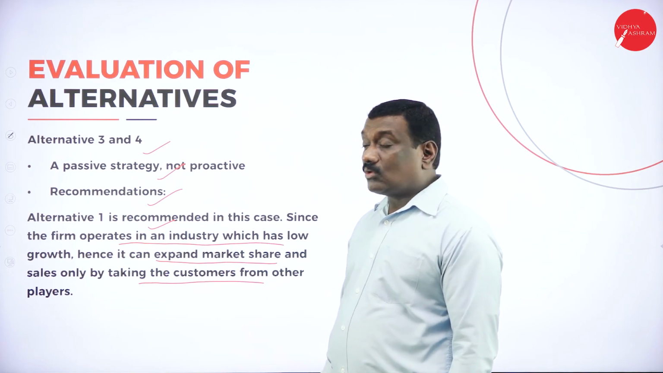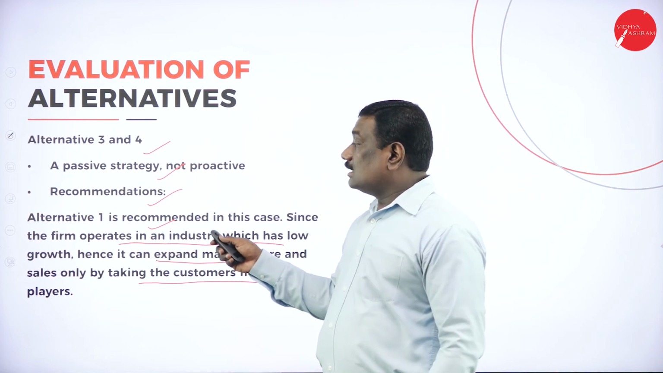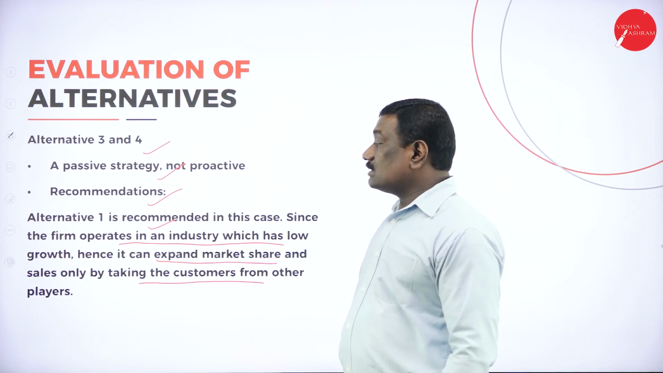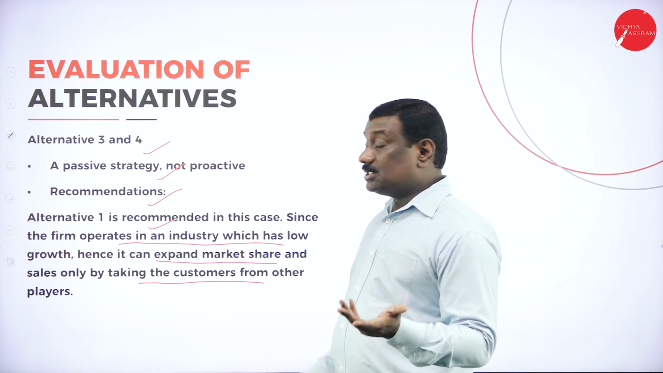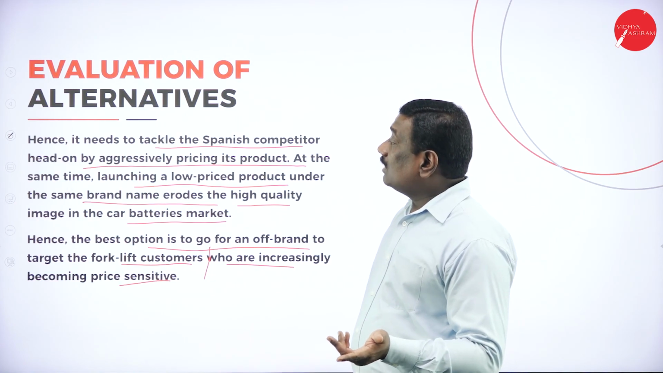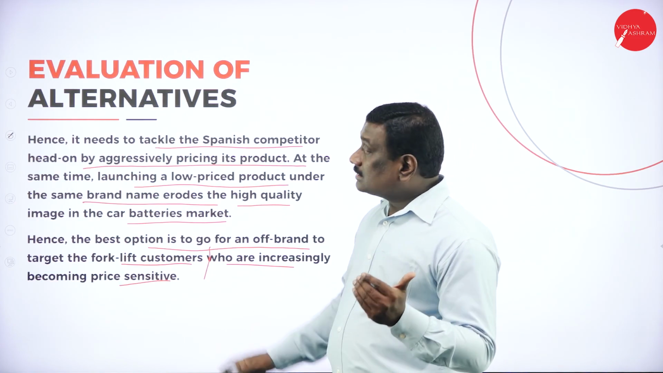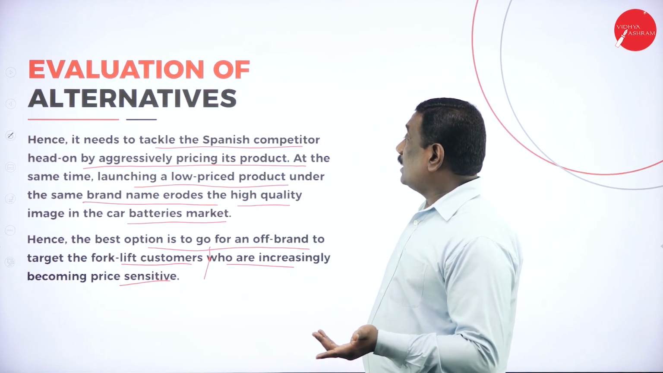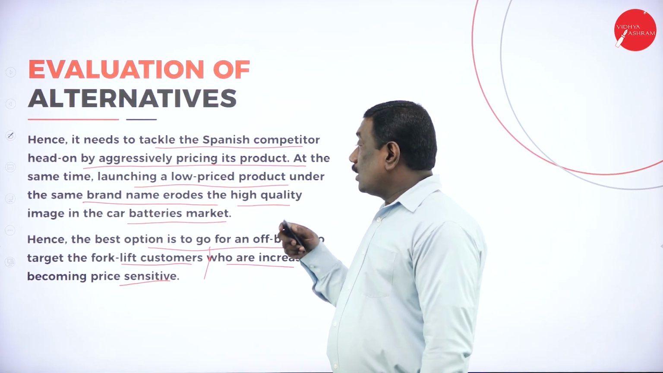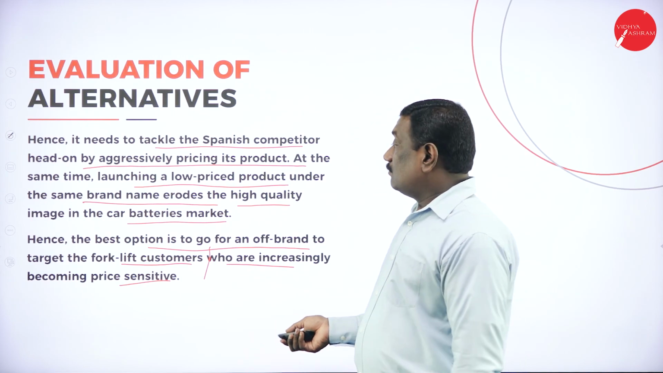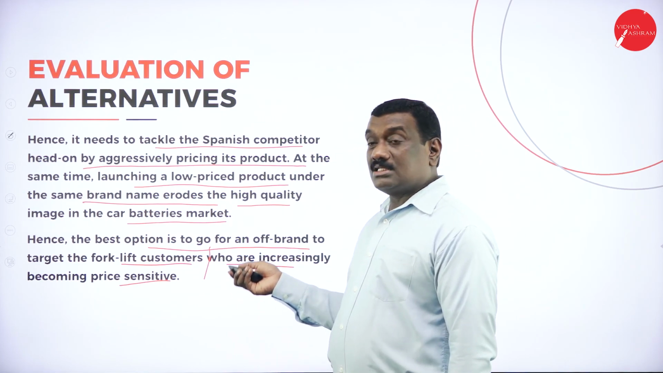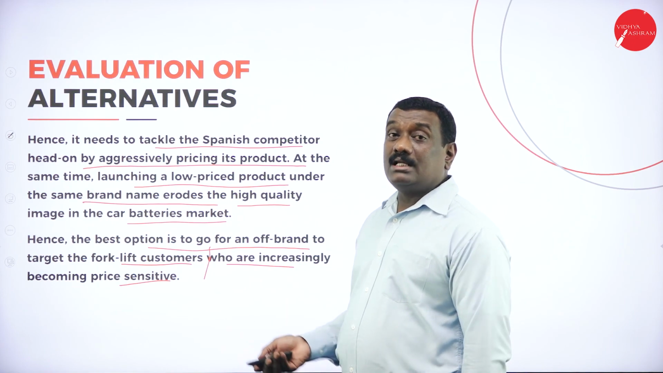As for recommendations, alternative 1 has been recommended in this case because the firm operates in an industry with low growth, and hence it can expand its market share and sales only by taking customers from other players. Therefore, it needs to tackle the Spanish competitor, who is aggressive in pricing, while launching a new low-price product under the same brand name would erode the high-quality image in the car batteries market. Therefore, the best option is to go for an off brand to target the forklift customers, who are increasingly becoming more price sensitive.